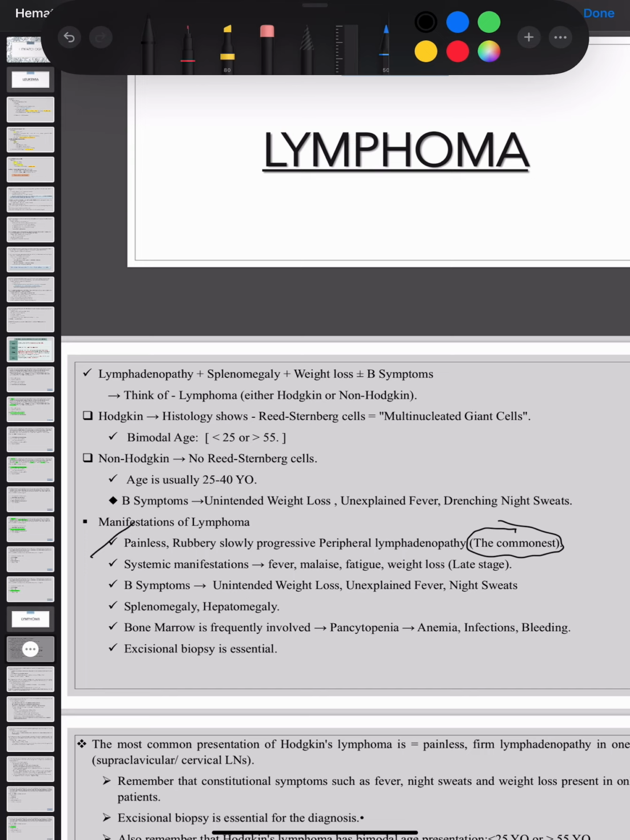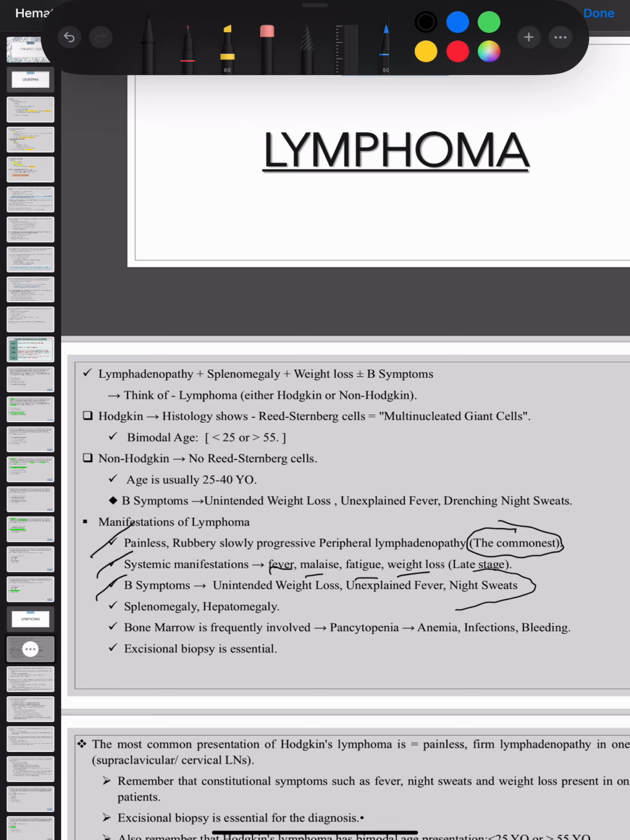As a lymphoma, it spreads all over the body, so there will be some systemic manifestations: fever, malaise, fatigue, weight loss. As it's a malignancy, you'll find weight loss. There will be some B symptoms. What are those B symptoms? B means bad symptoms: unintended weight loss, unexplained fever, and night sweats.